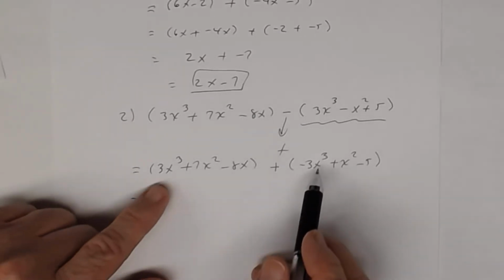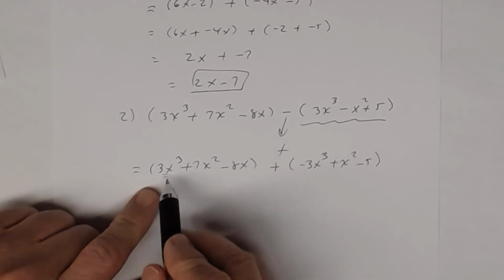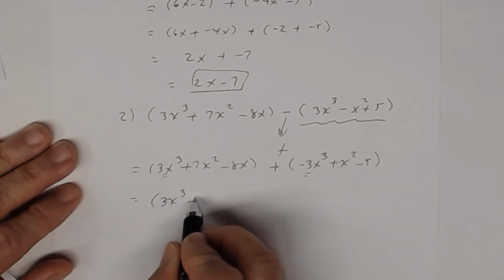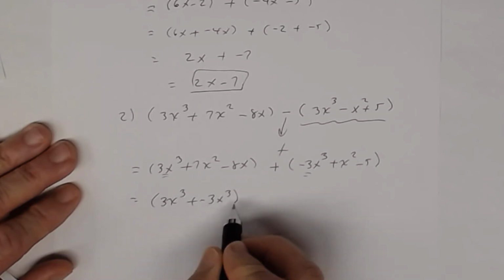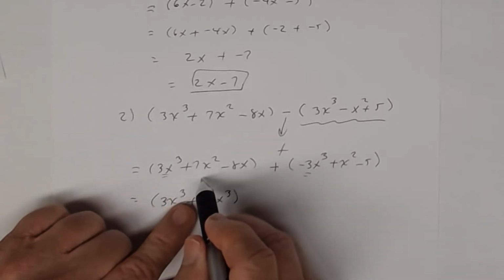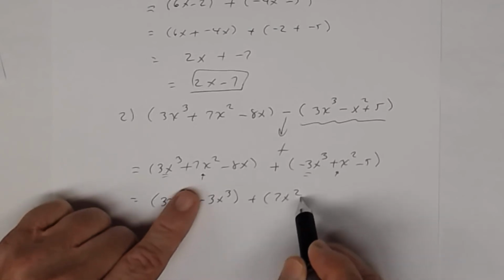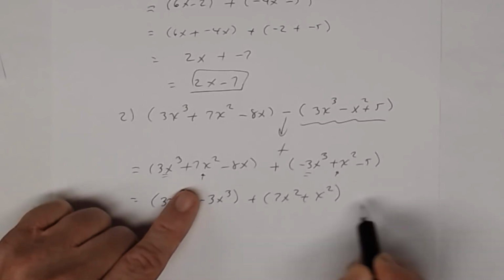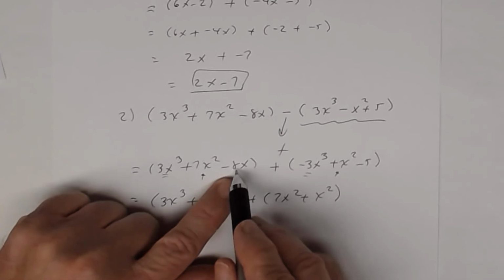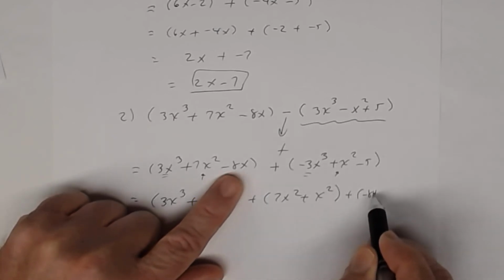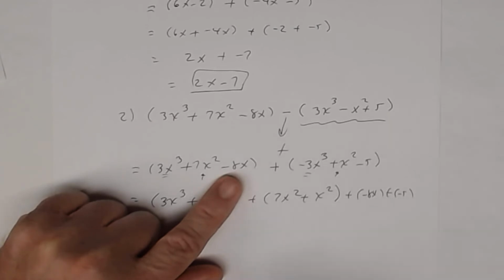So I'll put all the like terms together. So 3x cubed and a negative 3x cubed. So 3x cubed plus a negative 3x cubed, right? And then the x squared, so put the x squared together. So I'm going to say plus 7x squared plus x squared. And then notice that the rest are not like terms. So I'm going to just say plus the negative 8x plus the negative 5.